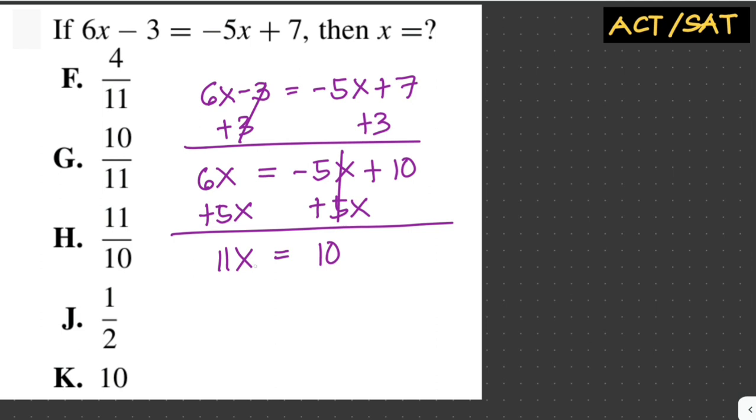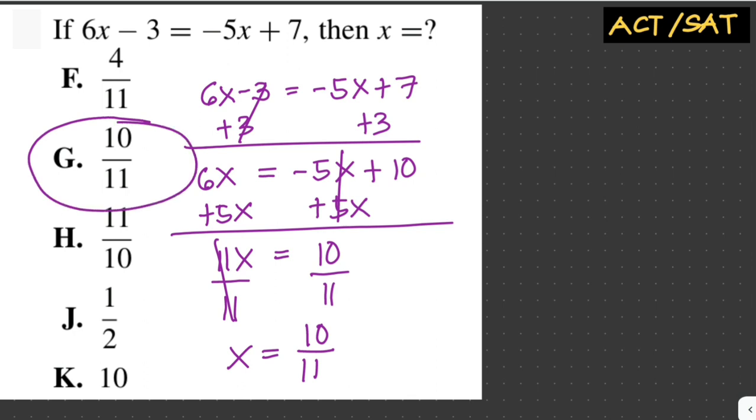And now we can solve for the value of x. We divide both sides by 11. Therefore, the value of x is just equal to 10 over 11. So the answer here is letter G.